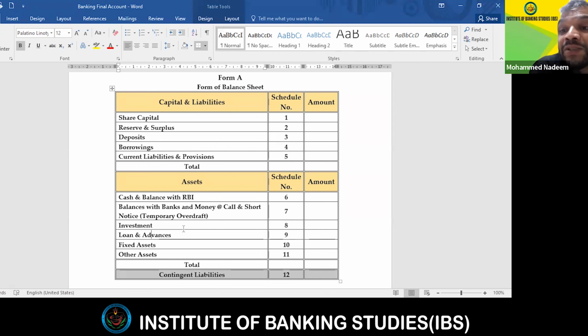Depending on the usage, it will fall under the category of fixed assets. Here it will be under other assets. Any confusion in this now?